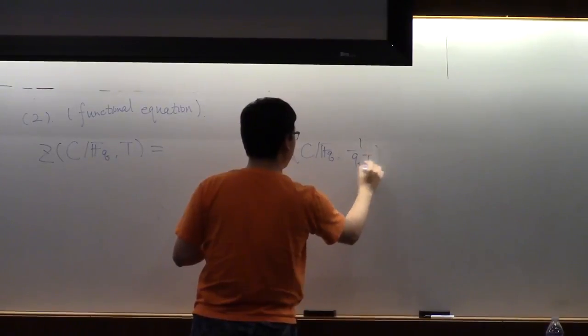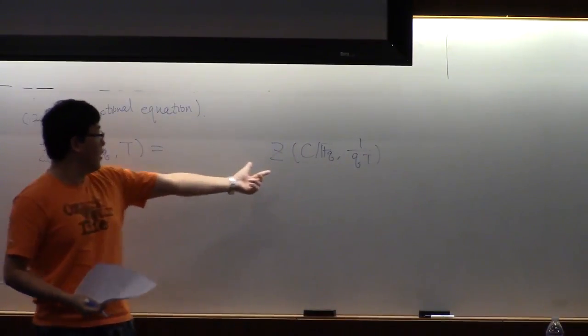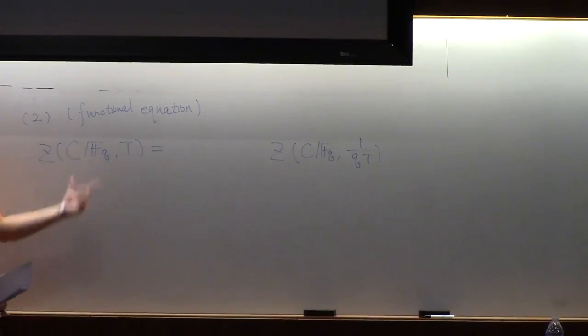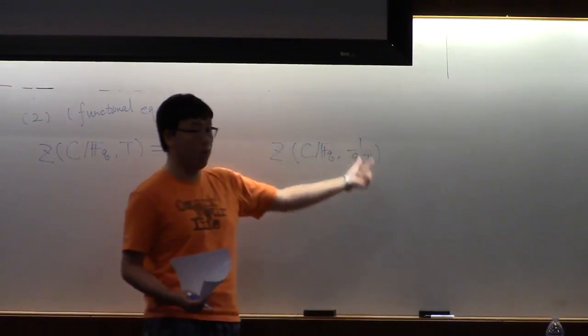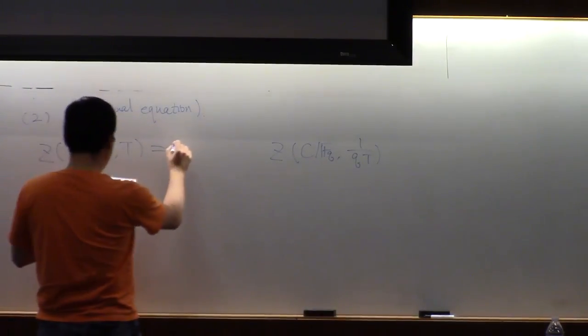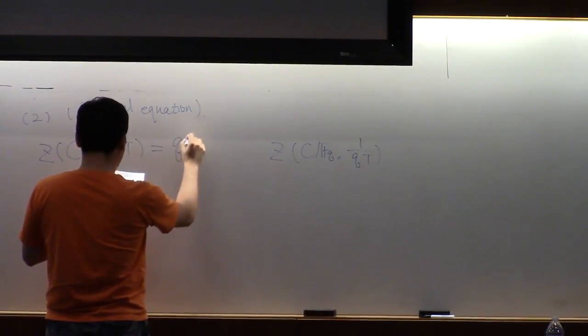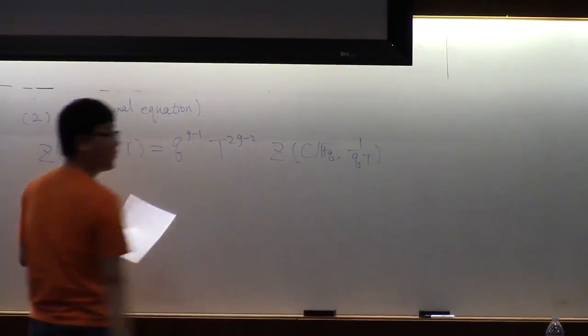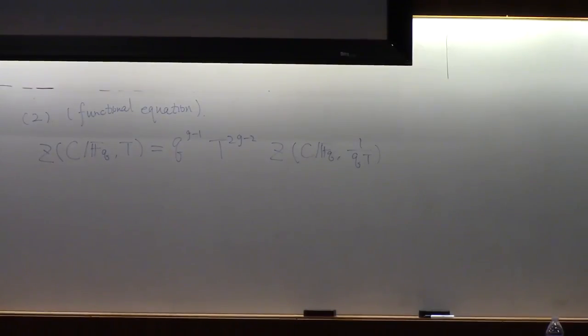Original zeta function, and the rational function you obtain from the zeta function by replacing the variable by 1 over qt. But they are not the same. They are the same if you multiply some factor. This is the functional equation.